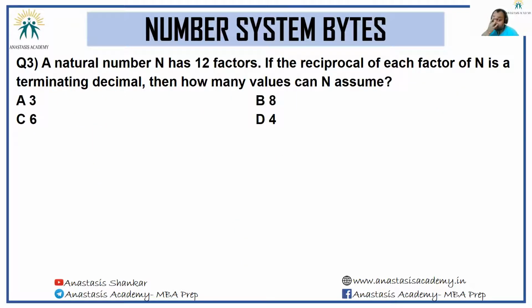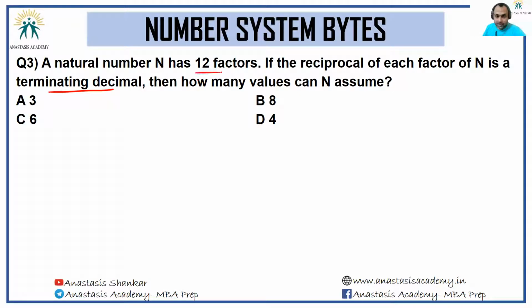Next question. A natural number n has 12 factors. If the reciprocal of each factor is a terminating decimal, then how many values can n assume? This is a question based on definition. Hopefully, you know terminating decimal numbers are only possible if the denominator contains some power of 2 or some power of 5. That is the only possibility.